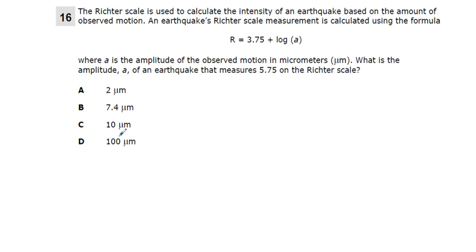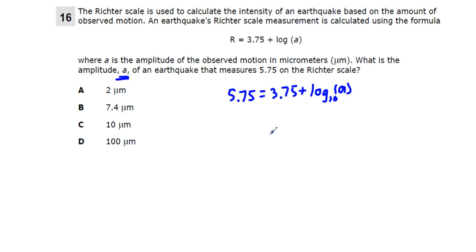Number 16. The Richter scale is used to calculate the intensity of an earthquake based on the amount of observed motion. Okay, so we have the formula, where A is the amplitude. What is the amplitude A of an earthquake that measures 5.75 on the Richter scale? So we put 5.75 equals 3.75 plus log. And log, I hope you know, is log base 10 of A.